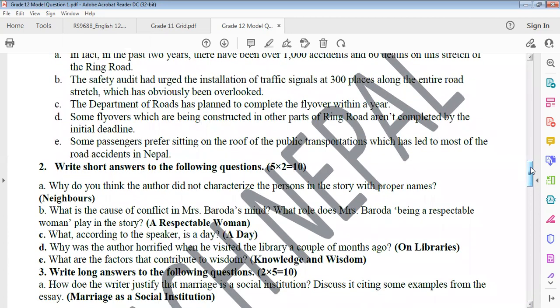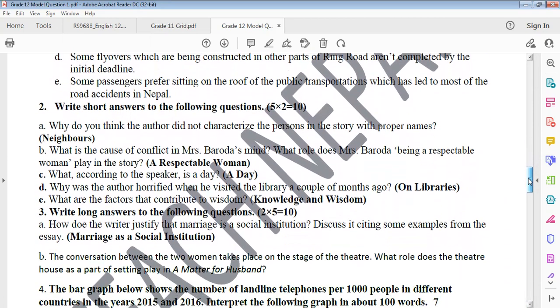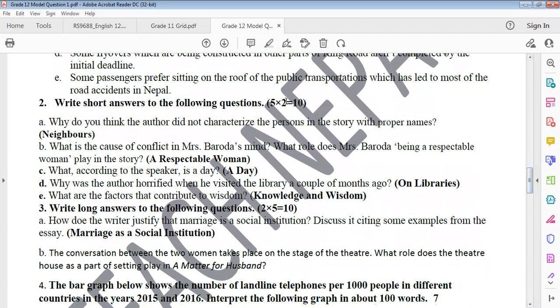Question number 2 is about the text-based questions, and it is asked from the literary sections. So there are 5 questions. Each question carries 2 marks, and these 5 questions carry 10 marks. So the first question is, why do you think the author did not characterize the persons in the story with proper names? It's from the story. What is the cause of conflict in Mrs. Baroda's mind? What role does Mrs. Baroda, being a respectable woman, play in this story? It's from A Respectable Woman.